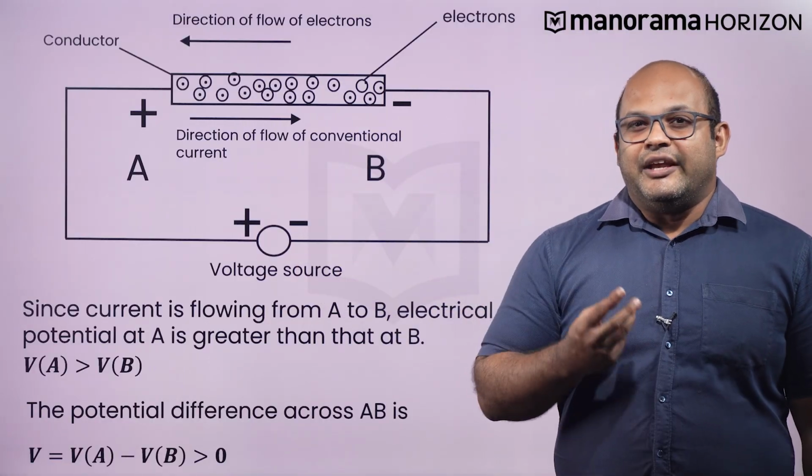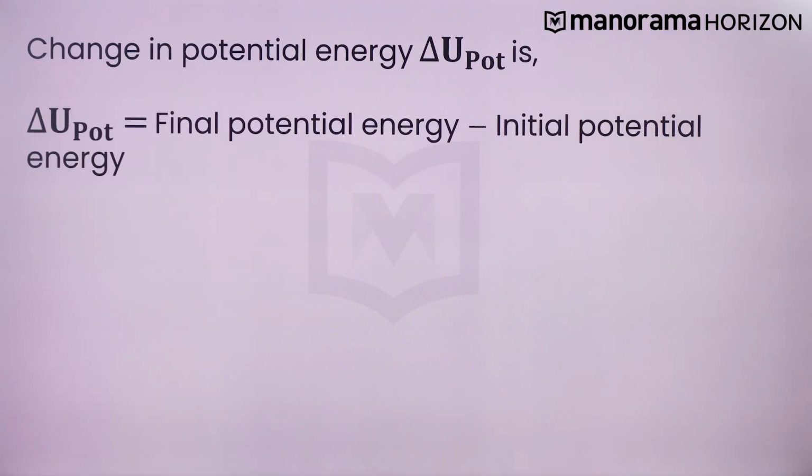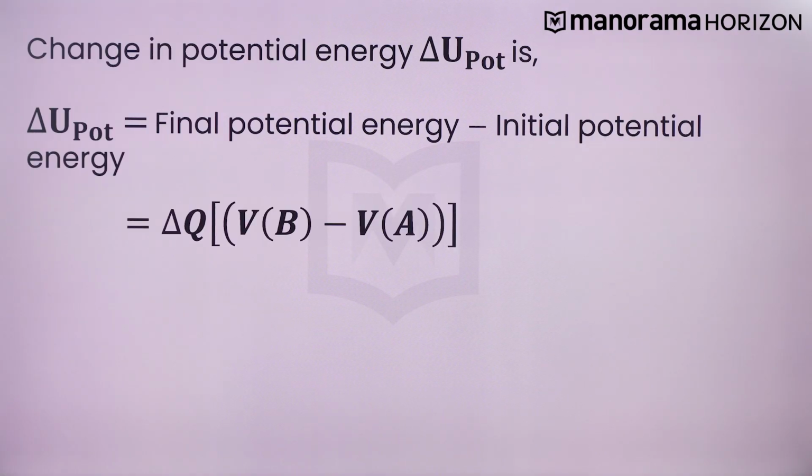Now, what is the change in the potential energy between the points A and B? So the change in potential energy, delta U potential, is equal to the final potential energy minus the initial potential energy. So that is equal to delta Q times (VB minus VA). Now remember that VB is less than VA, which means that this subtraction will have a negative result. So delta U potential is equal to negative delta Q times V.